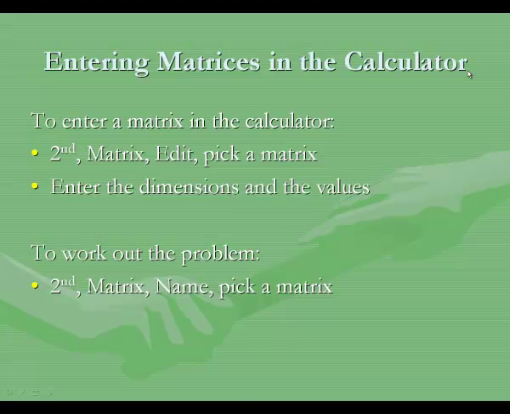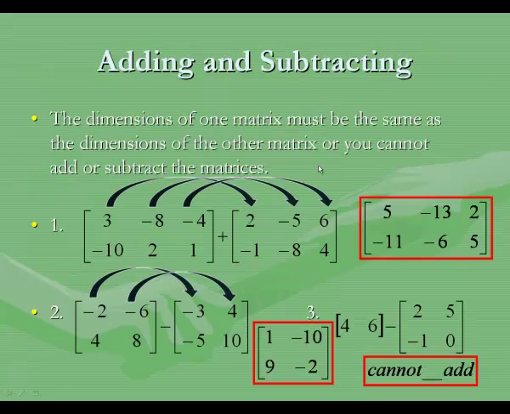Let me go back here for a second. Okay, so we're going to type in example 1, and our first matrix is a 2 by 3 matrix. So you're going to enter matrix A as a 2 by 3 matrix, and you want to enter in the values 3, -8, -4, -10, 2, and 1. That'll be matrix A.